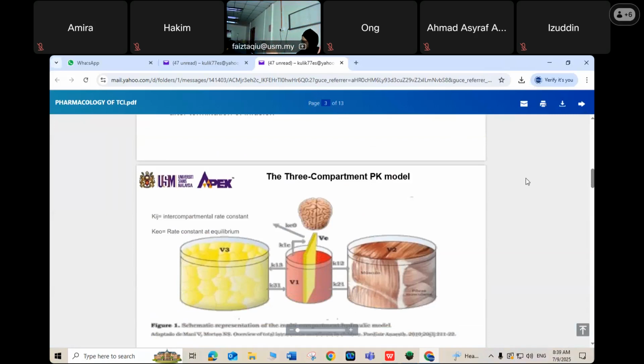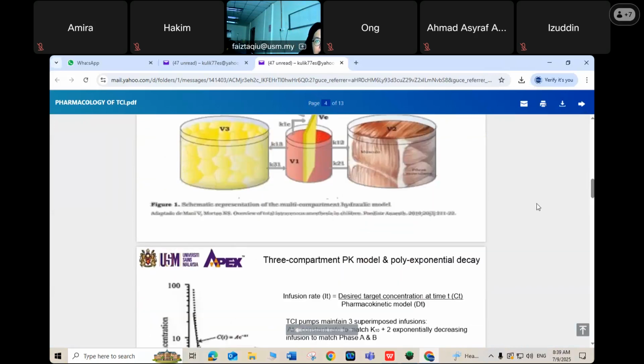Because it is just at the plasma. But if the machine you're using targets the effect site concentration, then the machine needs to take one extra consideration, which is the rate of transfer to the effect site. So the KEO. Okay, all right. So this is the difference in the algorithm. Check the algorithm. Okay, understand this one? Understand? Okay. All right. Okay.